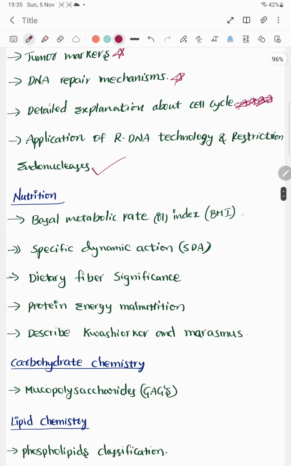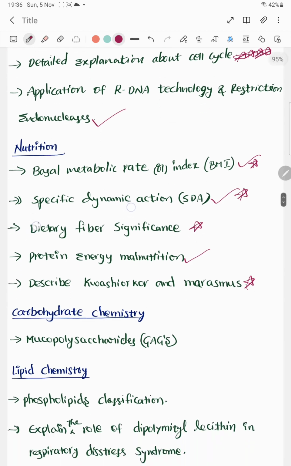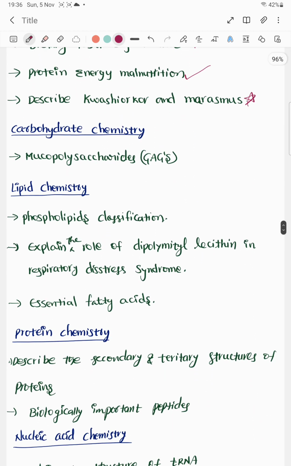Nutrition: BMI, tick mark. SDA, tick mark. Dietary fiber, star mark. Protein malnutrition, tick mark. Marasmus and kwashiorkor, star mark. Of course BMI and SDA are also very important. You can go through these four questions and then go for the exam. Carbohydrate chemistry, mucopolysaccharides: mostly this will be asked in MCQ or viva, but you can also see and go. There is a table in U Satyanarayana in which the names of all glycosaminoglycans are explained, so you can go through that table and learn it.